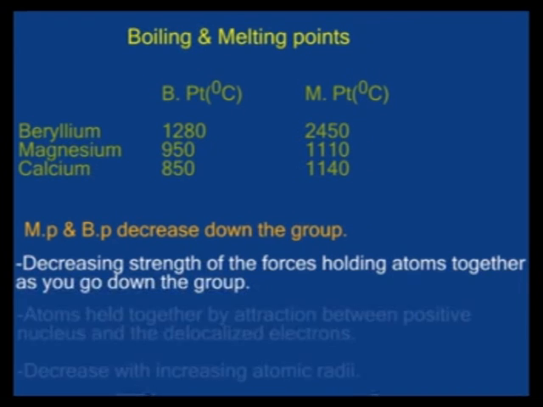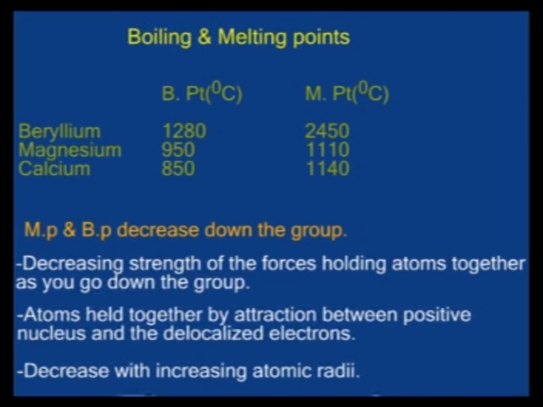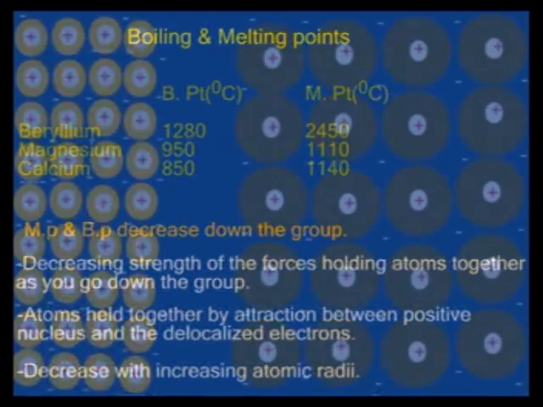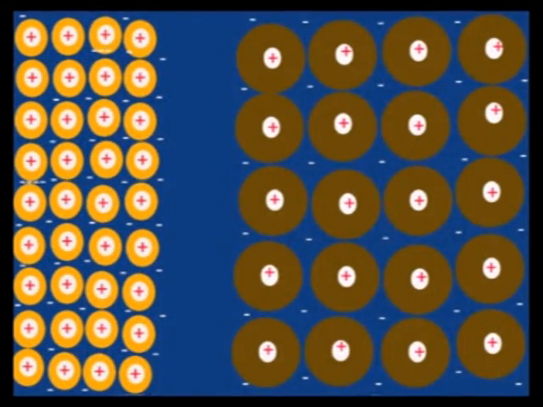Important, in metals, atoms are held together by forces of attraction between the positive nucleus and the delocalized electrons. These forces decrease with increasing atomic radii. How? Take a look at these structures that we had earlier on. On the left-hand side, we have a structure of an element whose atomic radii is quite small. Now, because the forces of attraction is between the nucleus and the delocalized electron, for a small atom, it means the nucleus and the electrons are quite close to each other, and therefore the force of attraction between them is very high.